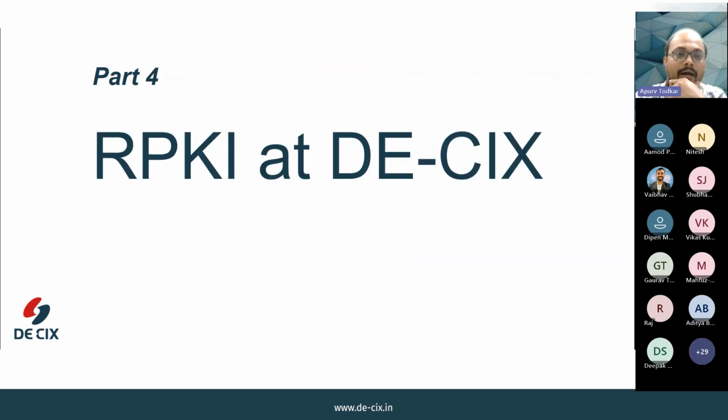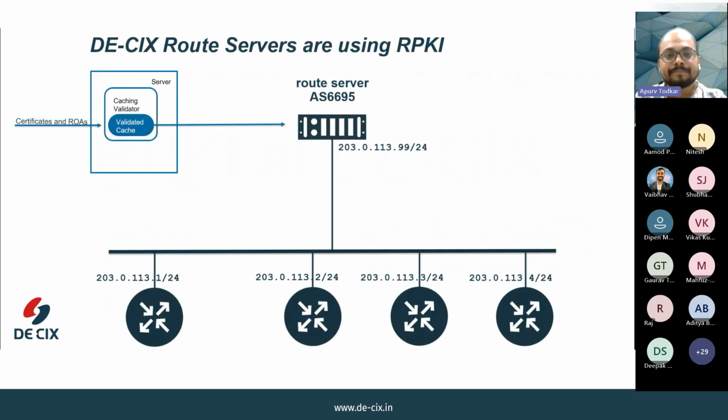So DE-CIX also uses RPKI to ensure secure and accurate routing through its route servers. These route servers are the BGP speakers that receive the prefixes from the DE-CIX customers, and then reannounce these prefixes to other customers.